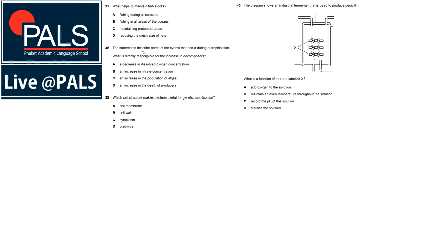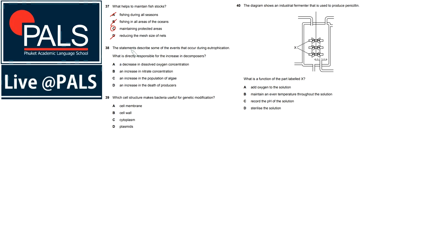And our last 4 questions. What helps to maintain fish stocks? Fishing during all seasons: probably not. You don't want to catch the young fish. Fishing in all areas of the ocean: probably not, because then we don't have retreats for fishes. Maintaining protected areas, yes, because that gives fishes a zone to retreat to and to reproduce. Reducing the mesh size of nets, no, because then more juveniles will be caught, which causes the population to further decrease as well.